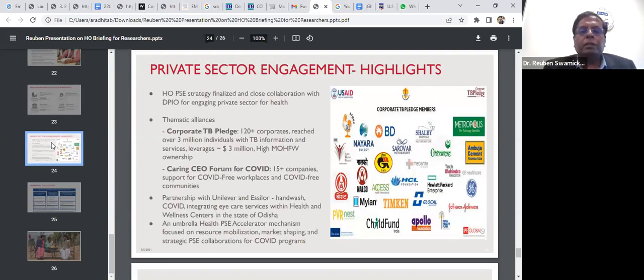Private sector, we spoke about this earlier, and I spoke about the corporate TV pledge. So what you're seeing on the right side are some of the members of the corporate TV pledge. We also have a private sector engagement strategy that we have finalized, and we have a separate organization there. Like I mentioned, the corporate TV pledge was 120 a few months ago. It's now 215. And almost 5 million individuals with TB now have information and services. And it is owned and run by the Ministry of Health and Family Welfare.